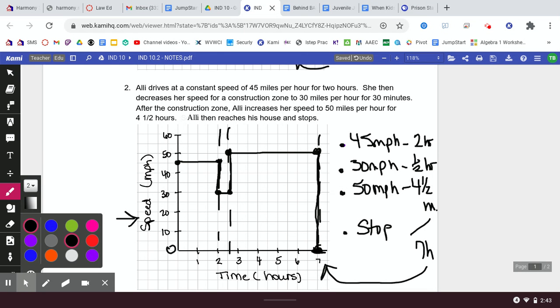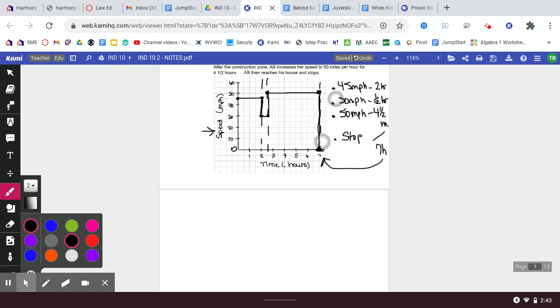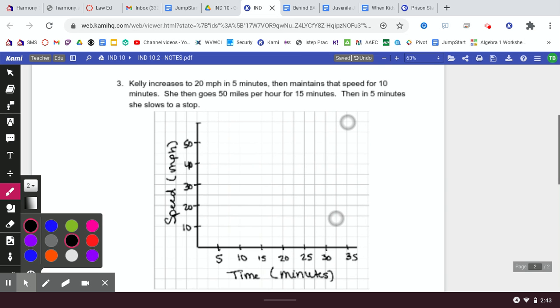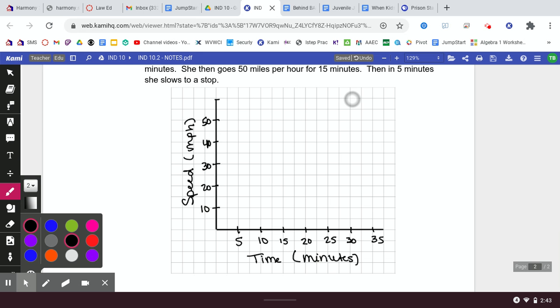Okay, good there? All right, kind of quickly sketch this graph because I want to make sure we have time to do these last two, and they're both quick. So across the bottom, we've got time in minutes, 5, 10, 15, 20, 25, 30, 35. And up the side, we have speed, and it goes 10, 20, 30, 40, 50 miles per hour up the side.